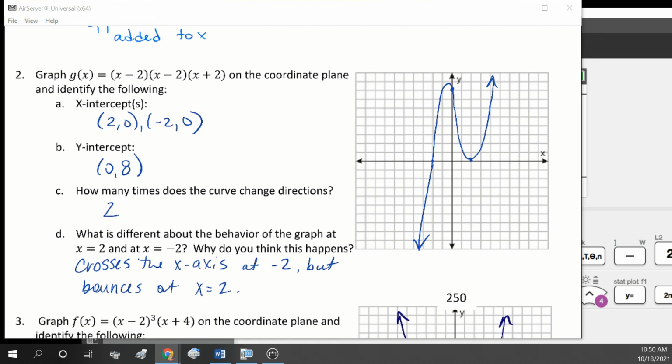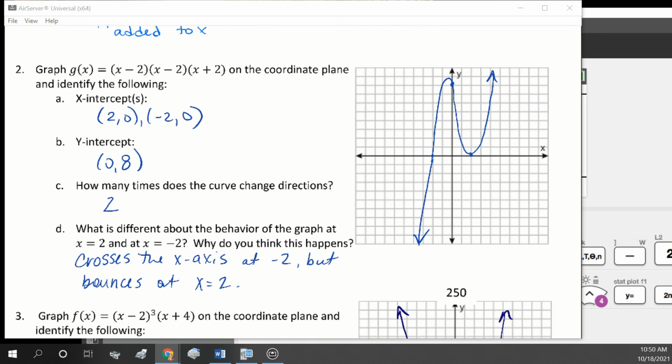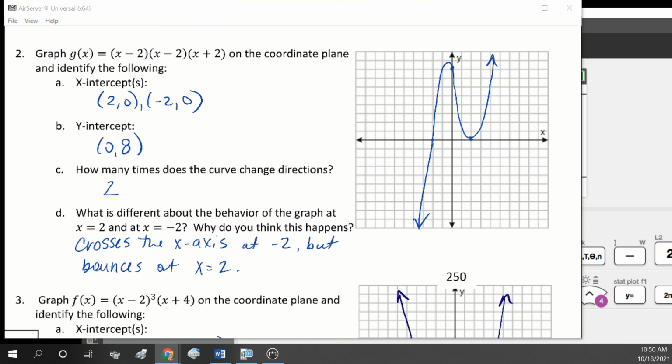All right, this next one had a little bit more going on. And so on D, it asks, what is different about the behavior at x equals 2 and x equals negative 2? So at x equals negative 2, it goes straight through, just regular. But the graph bounces at x equals 2. Why do you think that is? What parts of that make it bounce?